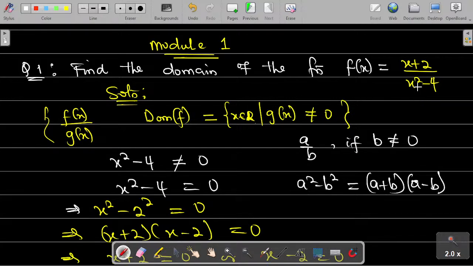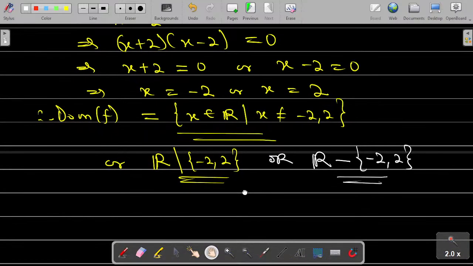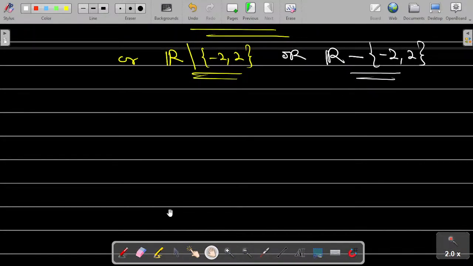If I put my x as 2 here, I'm going to get 4 minus 4, which is 0, and I don't want the denominator to be 0. The reason is that whenever you divide by 0, it gives you an undefined value. If you use your calculator, that's when you begin to get math error or syntax error. You get the point now. So that is the answer for number 1.